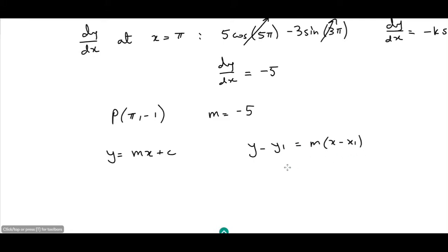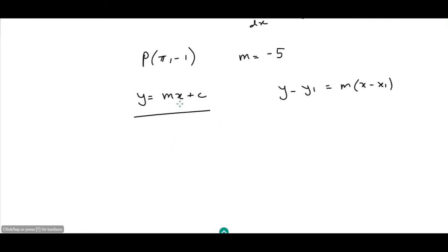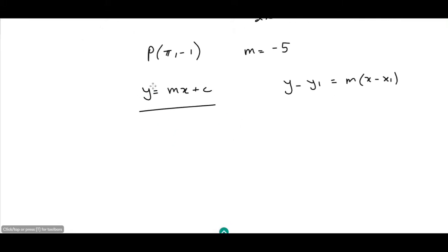Okay, so for this method, what do we have? Well, let's substitute in the y coordinate of this point. So we have minus 1 equals m, which is the gradient of the line. Again, remember the gradient is m and c is the y-intercept, which we need to find. So substituting in the gradient, you get minus 5, the x coordinate of this point is pi, and plus c.